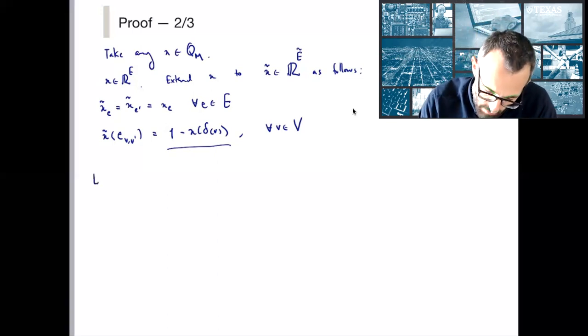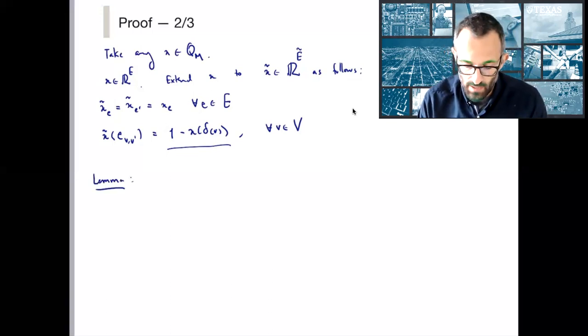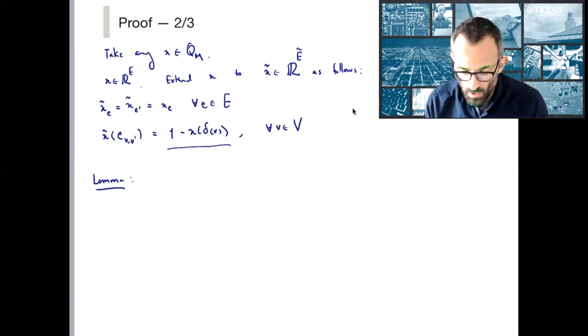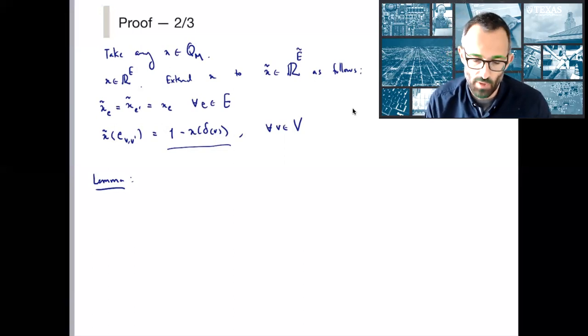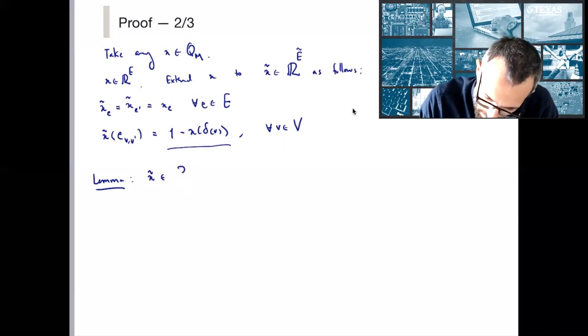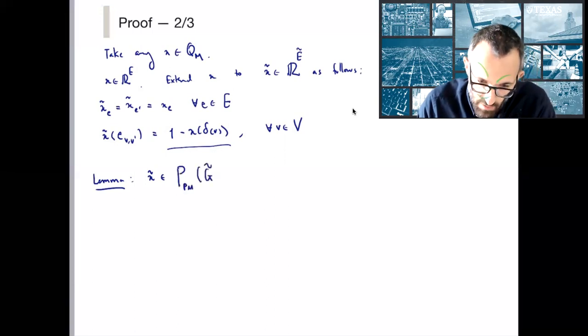The key lemma from which essentially the main result follows is that x tilde is in the perfect matching polytope of G tilde. And once we show that, our work is essentially done. So let's write this down. The main lemma that we need to prove is that x tilde belongs to the perfect matching polytope PM of G tilde.